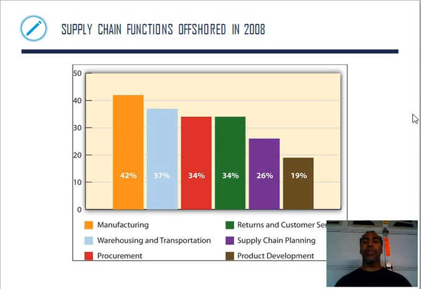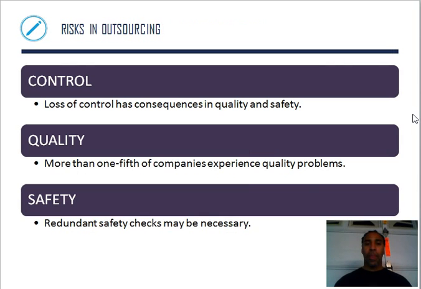Supply chain functions offshored in 2008. So, nice graph. I want you to pause it here and check out how much is offshore. You see manufacturing, warehouse and transportation, procurement, returns and customer service, supply chain planning, product development. So that's the percentage that was offshored in 2008.